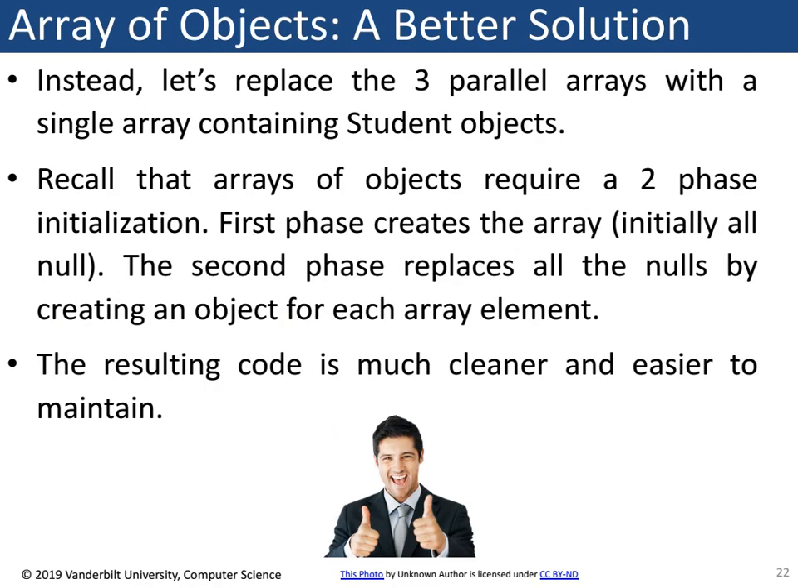Instead of having these 3 parallel arrays that we have to make sure and index appropriately, let's just create an array of student objects. So since we're going to be using objects, we're going to have to remember to do our 2-phase initialization whenever we're dealing with arrays of objects. So the first phase is going to create the array, and every element of the array is going to have a null pointer. The second phase is going to instantiate an object and assign the reference to that object to each element of the array. This resulting code is going to be a whole lot cleaner and much easier to maintain.